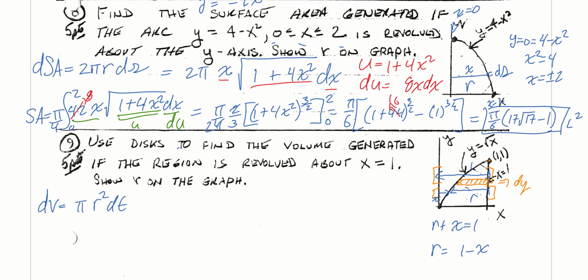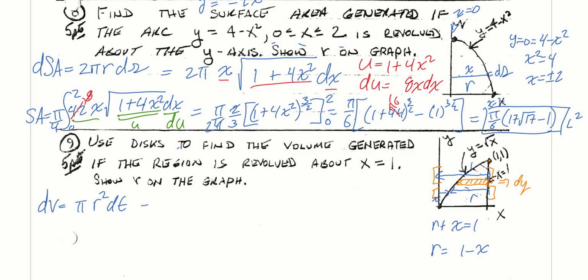So your strip should always be perpendicular to your axis of rotation when dealing with discs or washers. Remember that. Your strip should always be perpendicular to your axis of rotation for discs or washers. It's the opposite for shells, though.